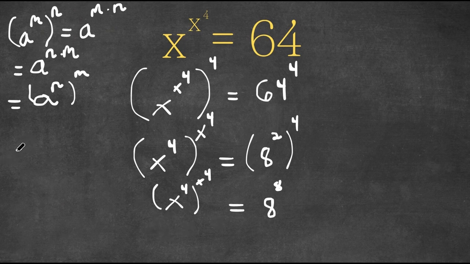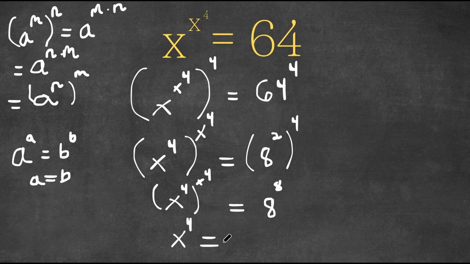So if we have something in the form a to the power of a is equal to b to the power of b, this also means that a is equal to b. And as you can see right here, we have x to the power of 4 to the power of x to the power of 4 equals 8 to the power of 8. This means that x to the power of 4 is equal to 8.